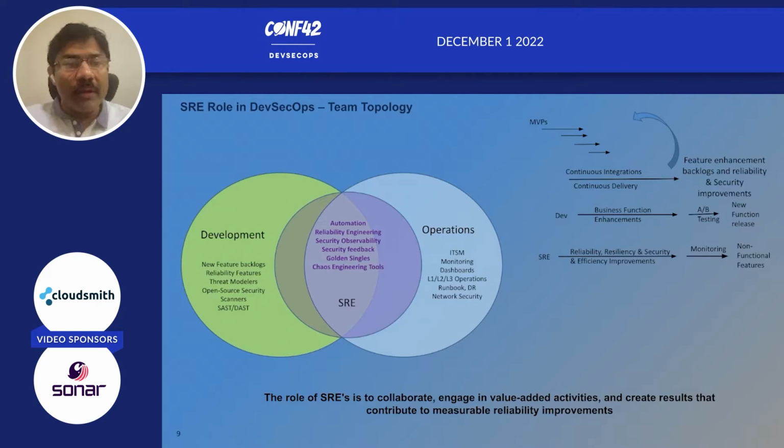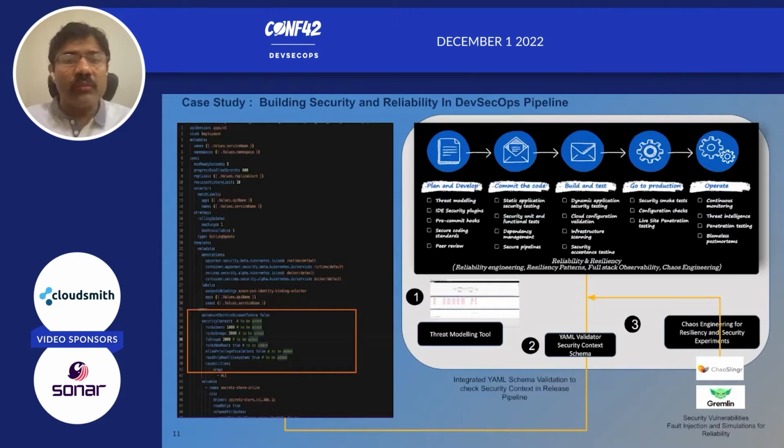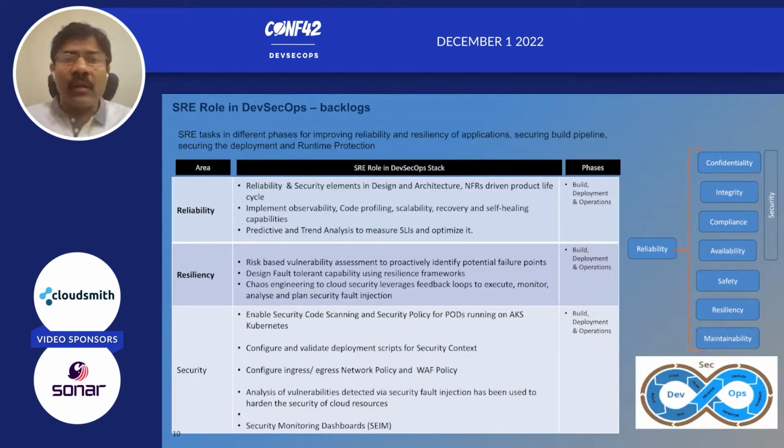So SRE is going to help into bridging the gap between operations and development team. The role of SRE is to collaborate, engage in value-added activities, and create results that contribute to measurable reliability improvements. So we understand what are the different tasks with respect to SRE role in DevSecOps. What are the backlogs? The initial adjustment to DevSecOps model requires a change in mindset for developers and SREs, but building in vulnerability detection ahead of app deployment ultimately lowered their stress around the security. So SRE tasks in different phases for improving reliability, resiliency, and the security.